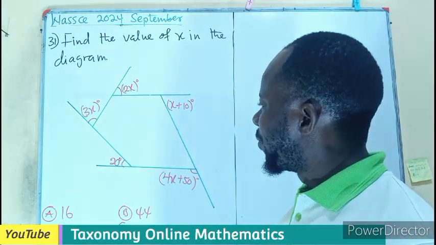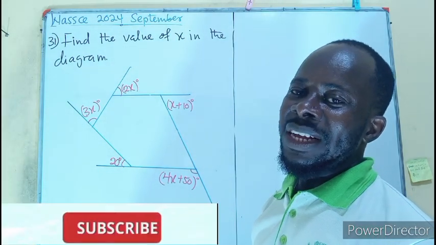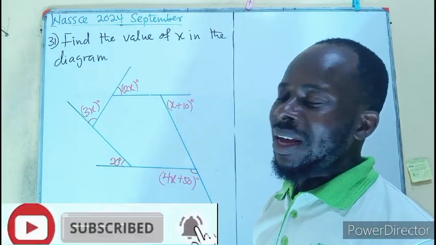This is a plain geometry question, question 31 of WASSCE 2024 September edition for Ghanaian.